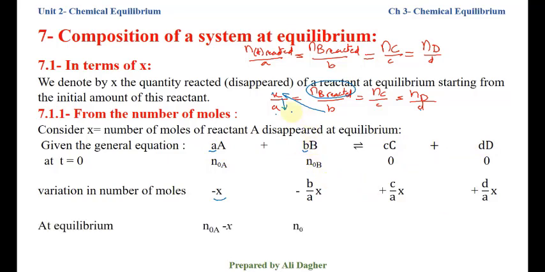Then at equilibrium, the number of moles left for reactant A is n0A minus X. For reactant B, n0B minus b over a X. For the product C, 0 plus c over a X. For the product D, 0 plus d over a X. This is the general composition in terms of X.